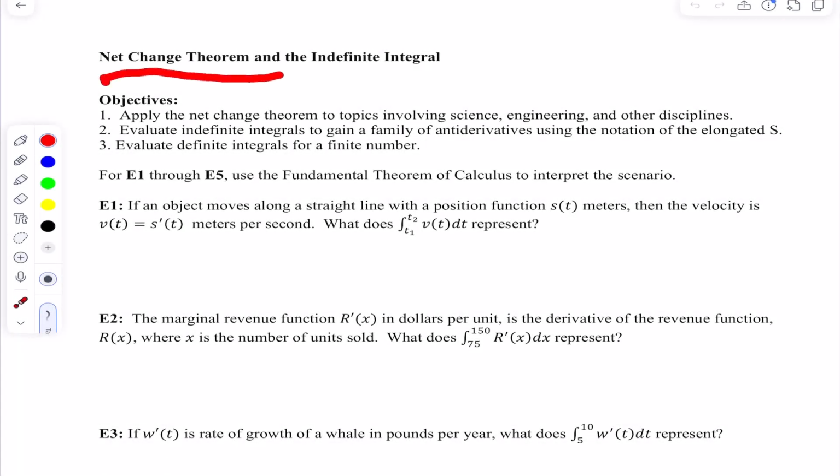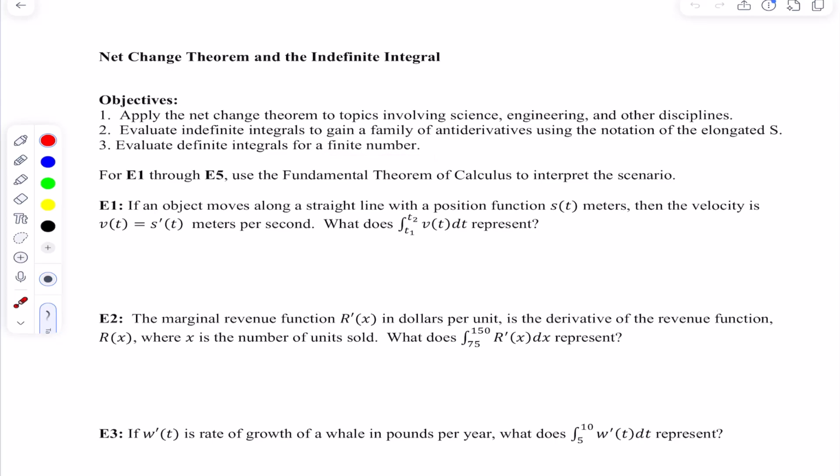The net change theorem, and the indefinite integral. Today's objectives: we're going to apply the net change theorem to topics involving science, engineering, and other disciplines. We're going to evaluate indefinite integrals to gain a family of antiderivatives using the notation of the elongated s. We're also going to evaluate definite integrals for a finite number.